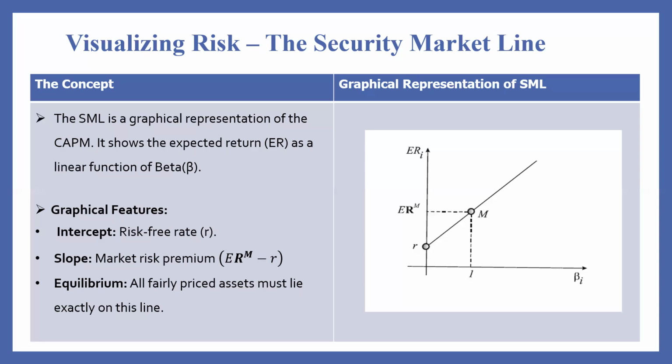Now let's analyze mispricing. If an asset lies above the security market line, it gives a higher return than expected, so it is undervalued. If it lies below the security market line, it gives a lower return, so it is overvalued. Investors will buy undervalued assets and sell overvalued assets, and the market will move back to equilibrium.